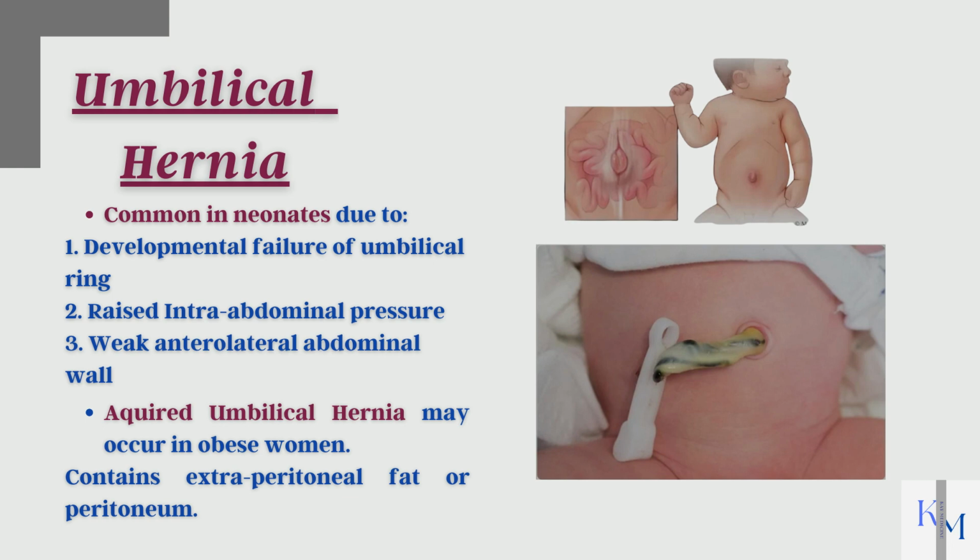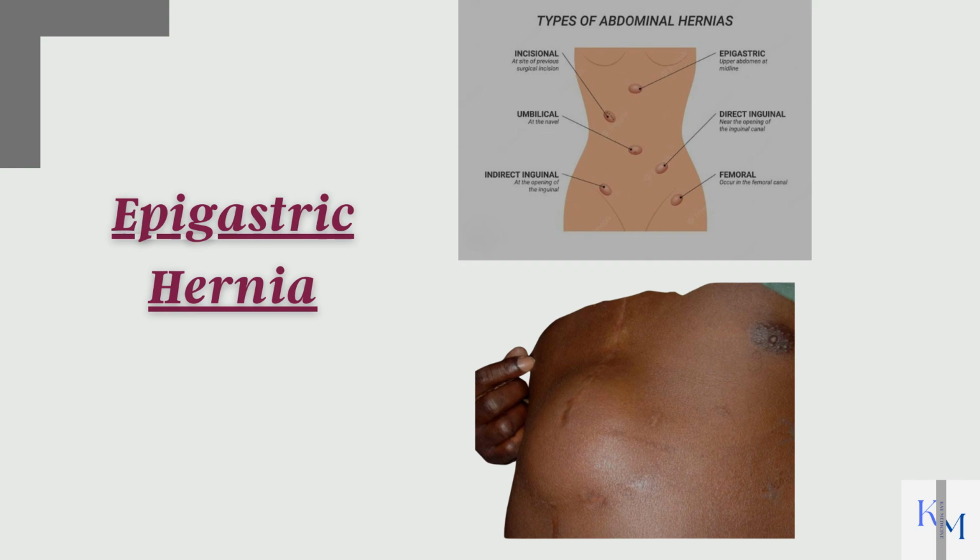Sometimes, in obese women, acquired umbilical or para-umbilical hernias may also occur. This might be due to congenital gaps in the muscle fibers coupled with other factors like obesity, or pregnancy, or aging. Second type is epigastric hernia.